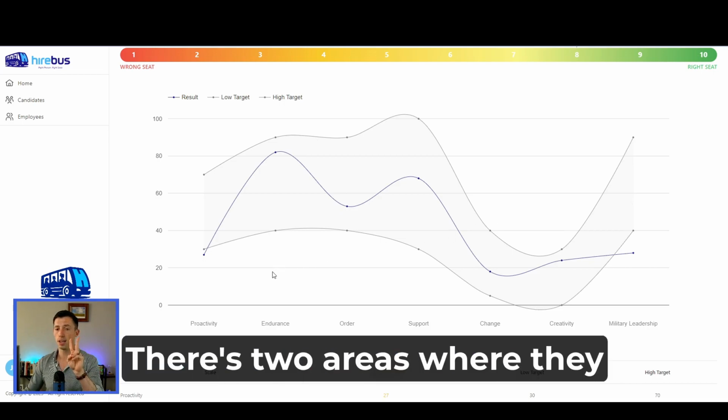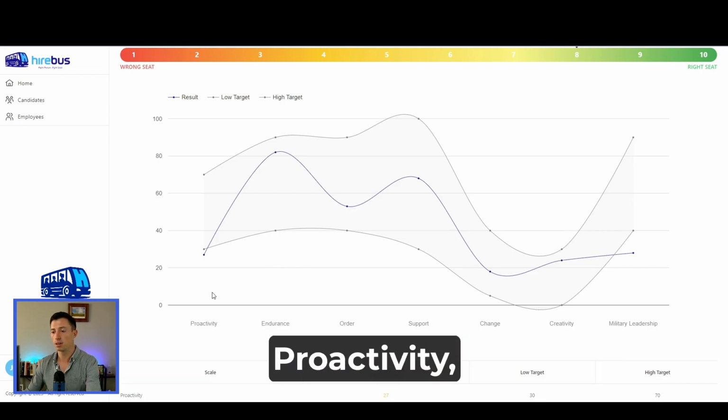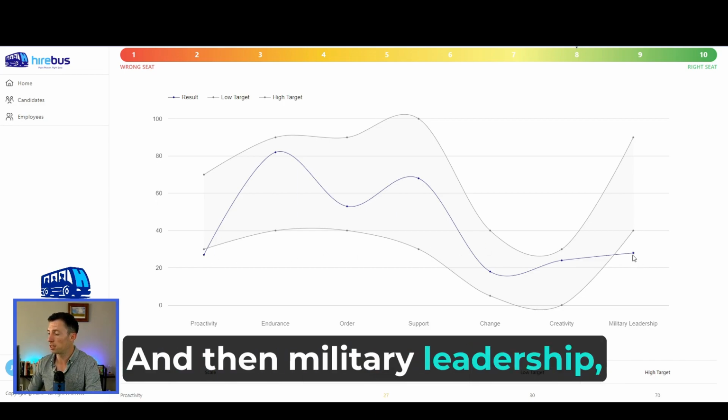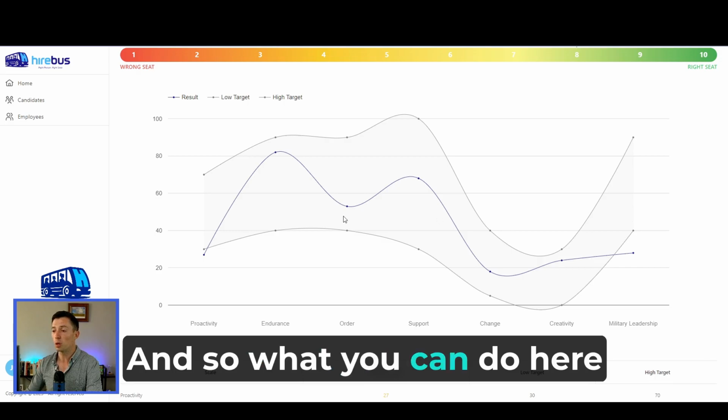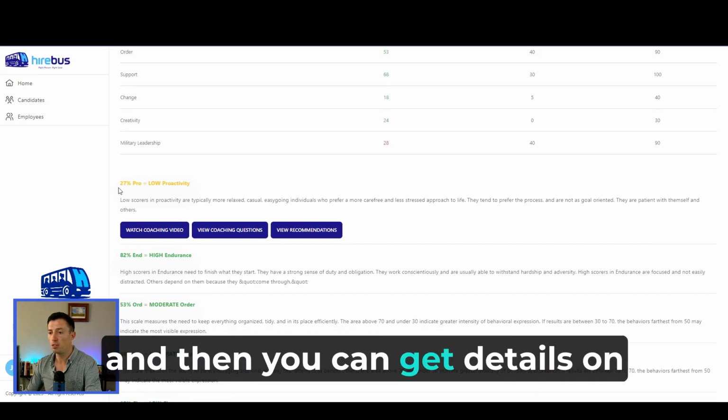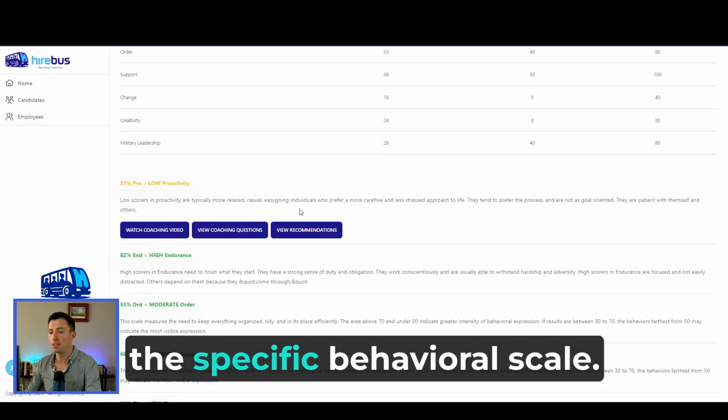And so you can see here, they're a pretty good fit across the key behavioral scales for the role. There's two areas where they scored outside the benchmark. Proactivity, they scored a little bit below the bottom benchmark, and then military leadership, they scored a little bit low. And so what you can do here is you can scroll down, you can see all the specific numbers, and then you can get details on the specific behavioral scale.